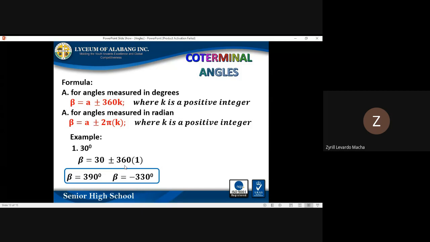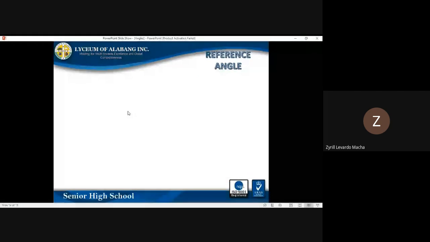Next, for radian naman po, so we have pi rad. That will be pi plus 2 pi, so that will be 3 pi. And then pi minus 2 pi, that will be negative pi. So that's how you get the coterminal angle. So remember these formulas. Now let's talk about reference angle.